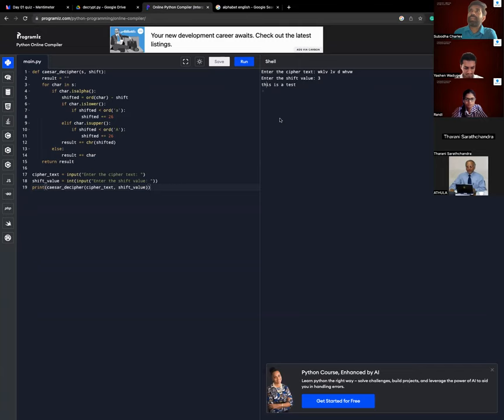This was the original message, this is a test. Then the encryption gave us this. And what you had to do is to reverse it. You had to decrypt it again and get the right answer. And the Python script was doing that. I hope that is clear.